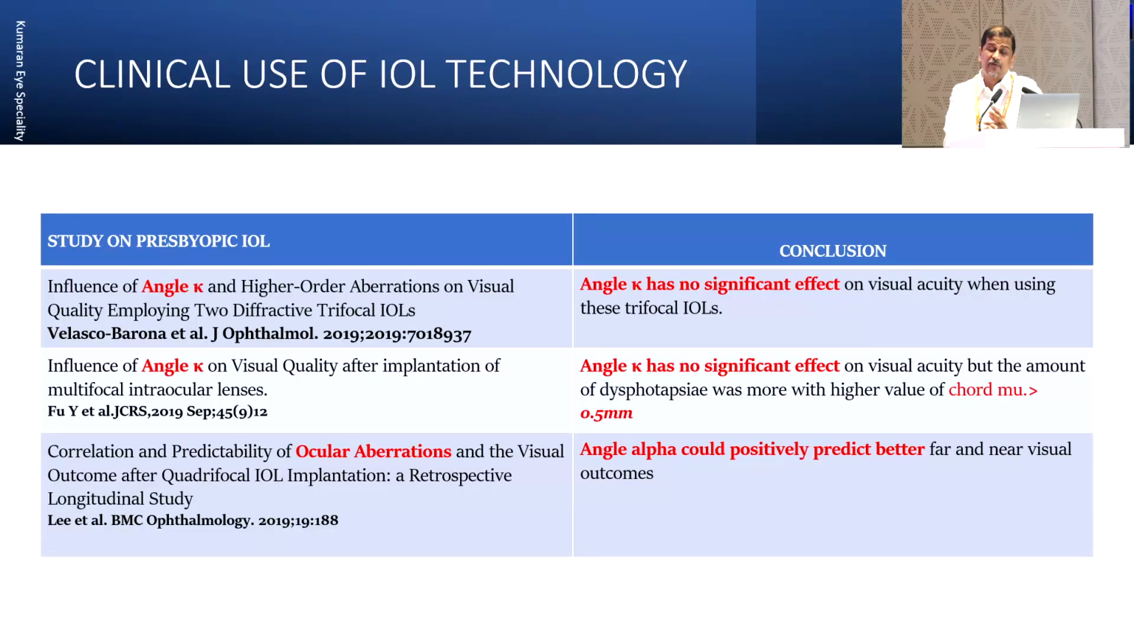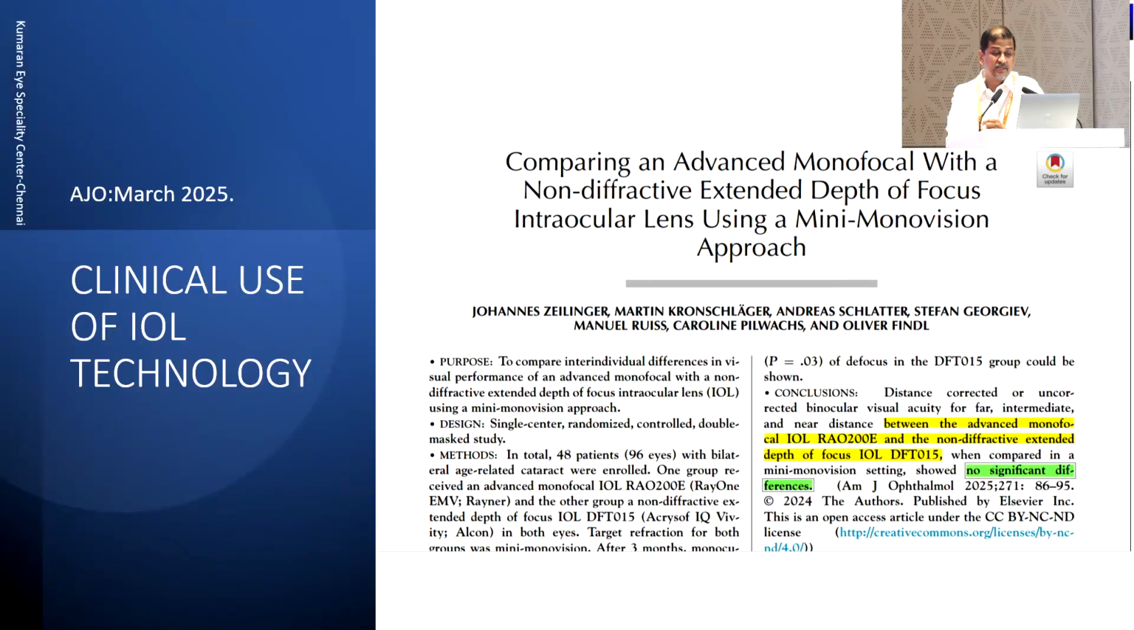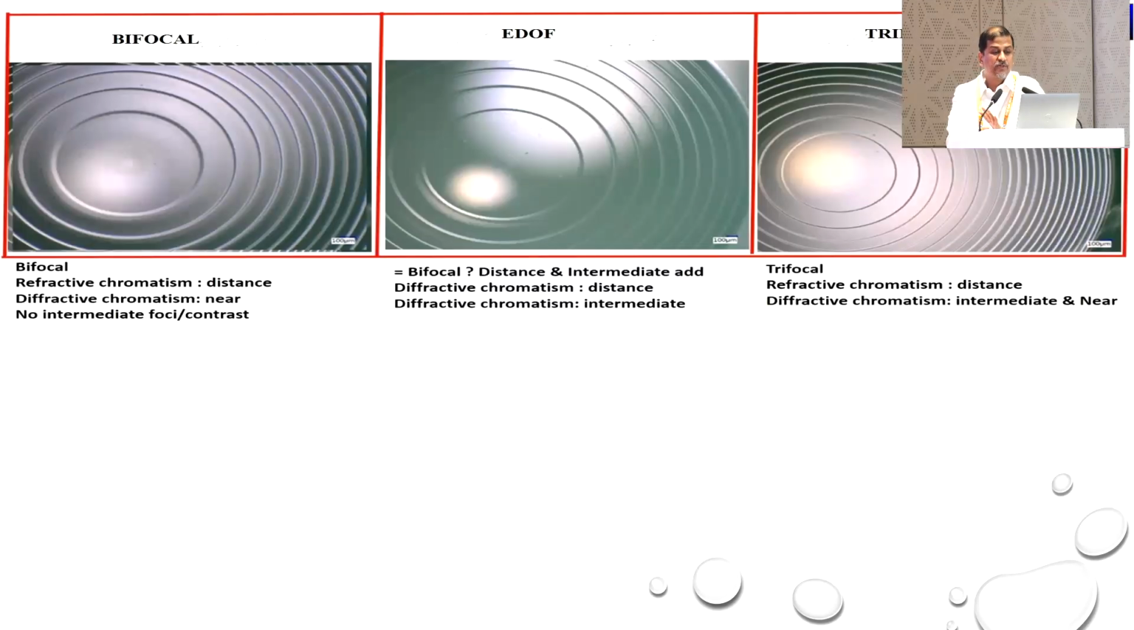So when you have a dissatisfied patient who's having a lot of dysphotopsia, go back and look into the angle kappa. You'll find that the angle kappa is more than 0.5, or the chord mu, which is a real technology now. So angle kappa, and the other important thing is that angle alpha could positively predict the outcome of near and distant visual acuity in these patients. So there's another study which showed the advanced monofocal in comparison with the EDOF lenses. They did a micro monovision and it was found that both of them are doing quite well.